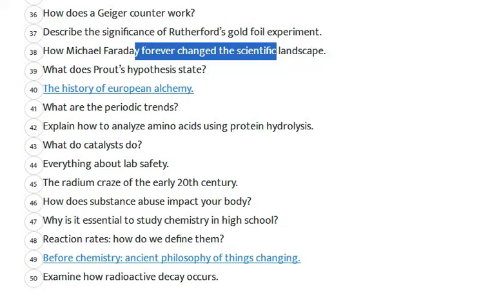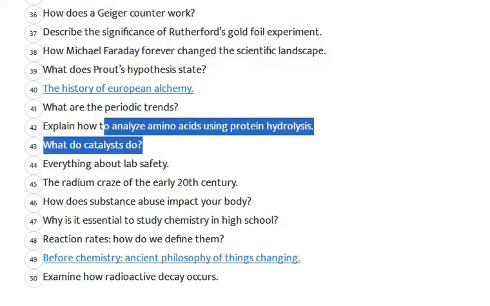Explain how to analyze amino acids using protein hydrolysis. What do catalysts do? Everything about lab safety. The radium craze of the early 20th century.